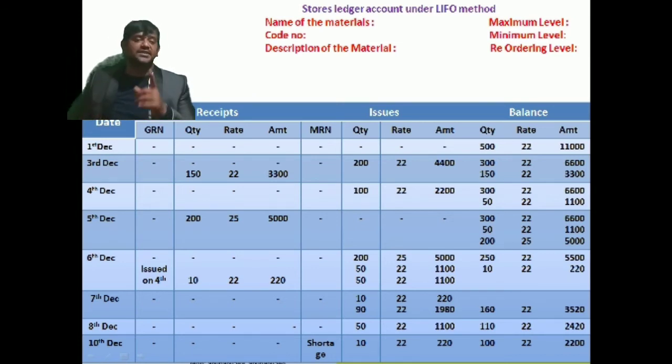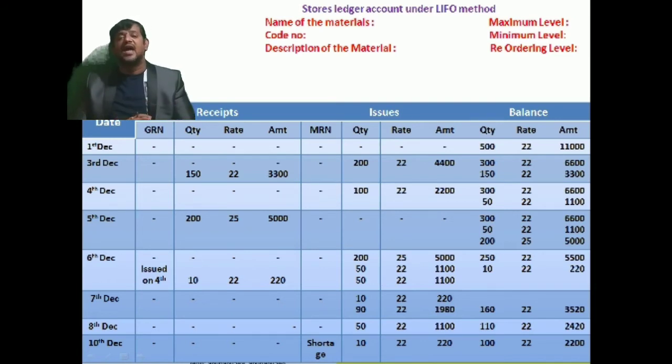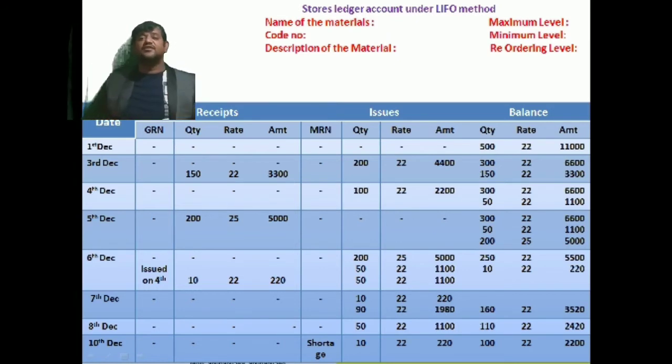How many units? 10 units. So at rupees 22 each. So amount is 220 rupees. So now go to the balance column. So out of 110 units, there is a shortage. 10 units I have issued. So left out balance is 100 units at rupees 22 each. So the value is 2200. So we are done with the last in first out method solution with the given information.